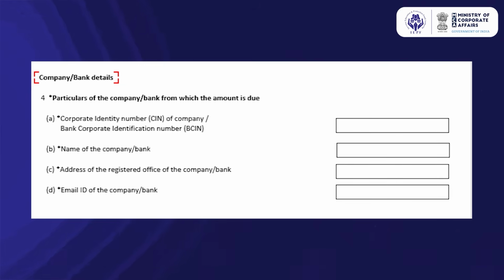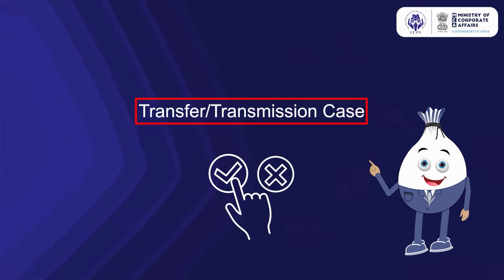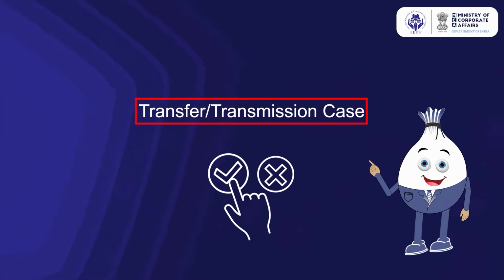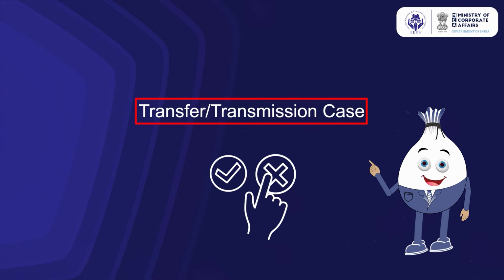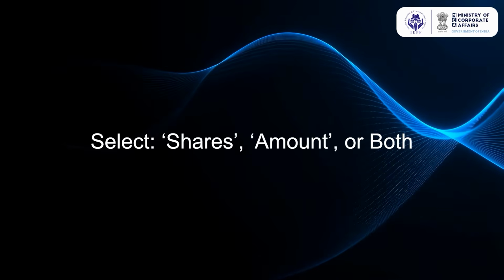Email ID. Provide details of the company or bank from which the amount is due. Corporate identity number, CIN or bank CIN. Name and registered office address. Email ID of the company or bank. Indicate if it is a case of transfer or transmission under Rules 7.8 and 7.9 of IEPF Rules 2016 by selecting Yes or No. Select the type of claim.